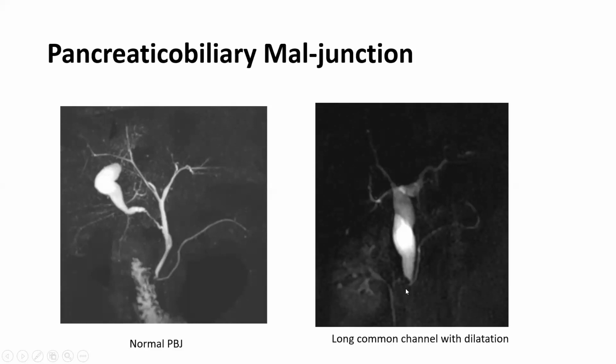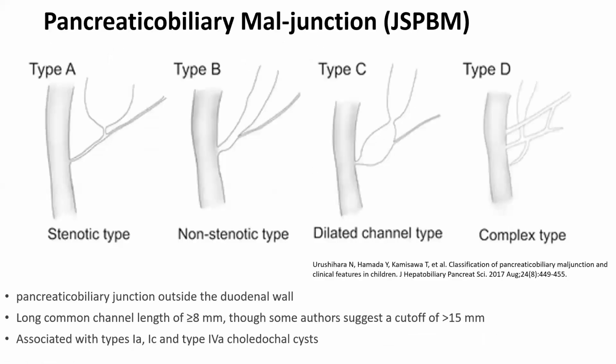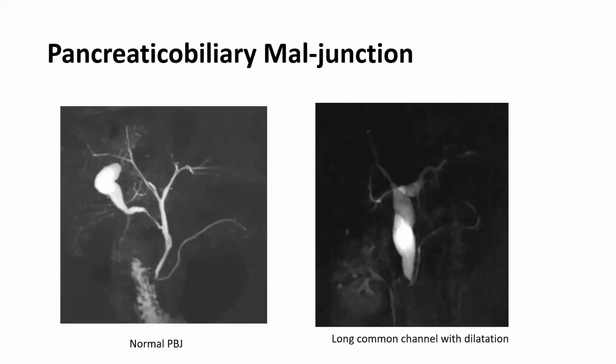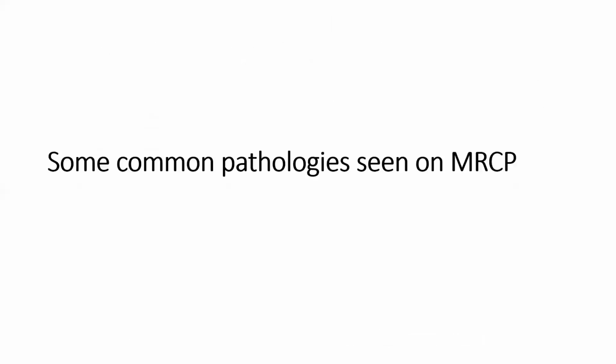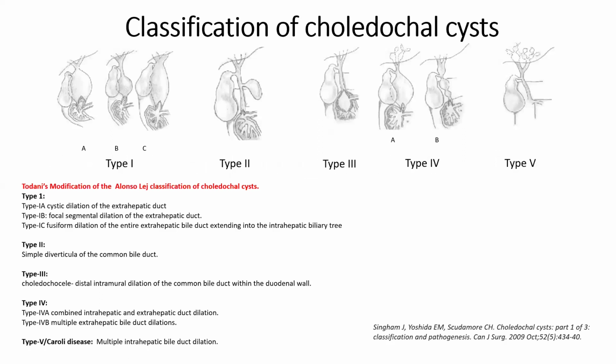So this is kind of a stenotic pancreaticobiliary junction. So at least you are able to explain the cause, and this will be the precursor of type 1 choledochal cyst. So we'll just discuss some common pathologies on MRCP. So this is the classification of choledochal cyst. This is the one which I like to look at most of the time.